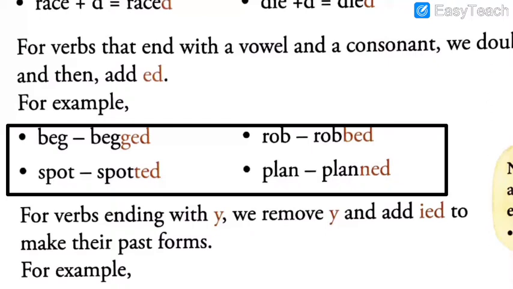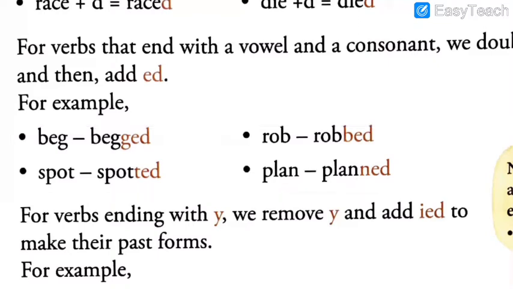Next is rob. It means to steal from someone's house, to take away the money from someone's house without one's knowledge. So here rob ends with O and B, that is vowel and consonant respectively. What do we have to do? Again we have to double the last consonant, that is, put double B and add ed, so it becomes robbed. Similarly spot, we have to double the T, so it becomes spotted. I spotted a lion in the Gir forest, right? Then plan becomes planned. I have already planned for my future.